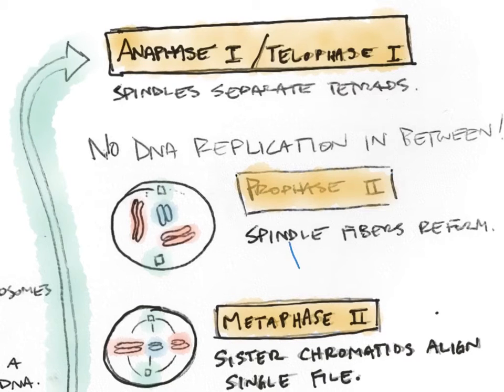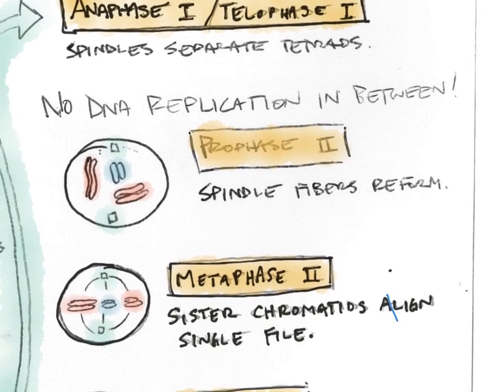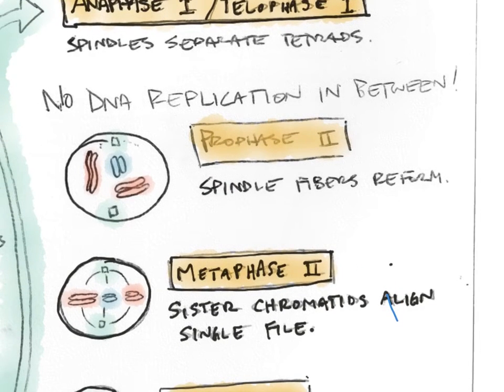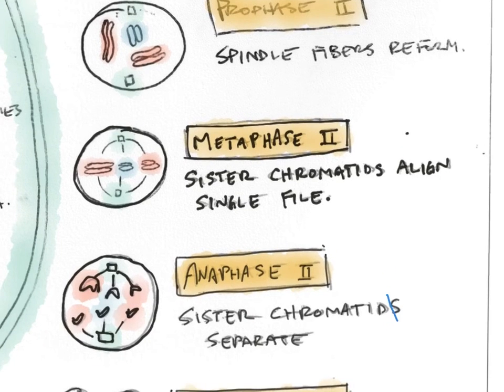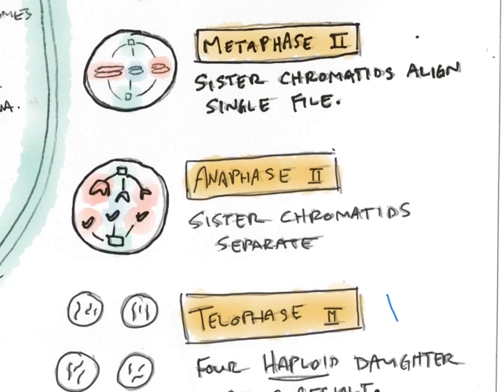So we are moving into a second prophase. And in that prophase, the spindle fibers essentially just reform. So the chromosomes are not segregated. This is a diploid cell right now. And because we are not replicating between, when they line up on the metaphase plate, they line up single file, just like in mitosis. Anaphase pulls them apart, just like in mitosis.